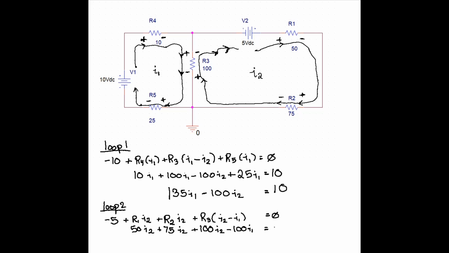We're in mesh 2 now. What's going against us is the loop current I1. So the voltage drop across R3 from the perspective of mesh 2 is going to be R3 times I2 minus I1. Pay particular attention to that.